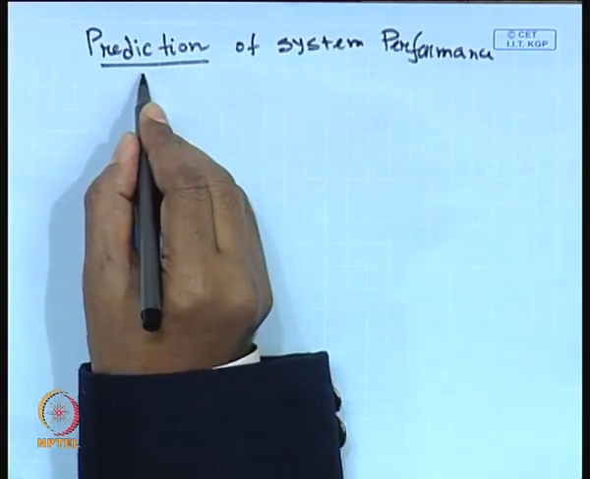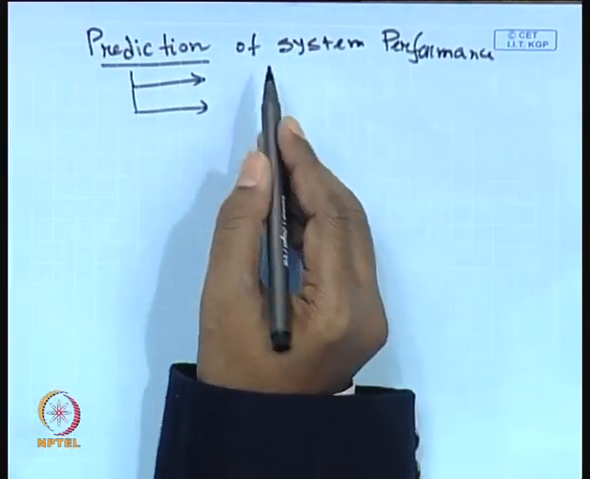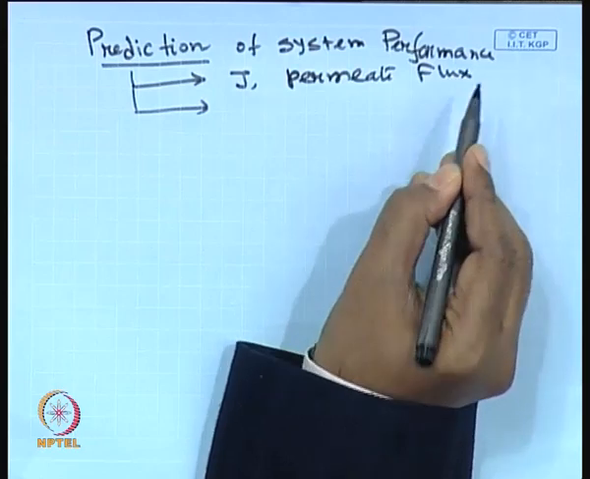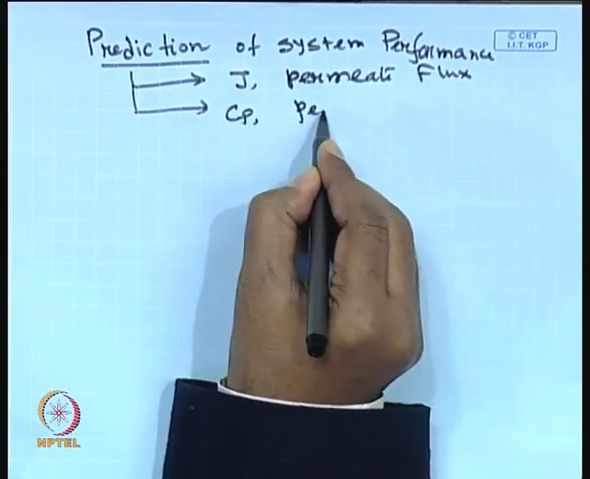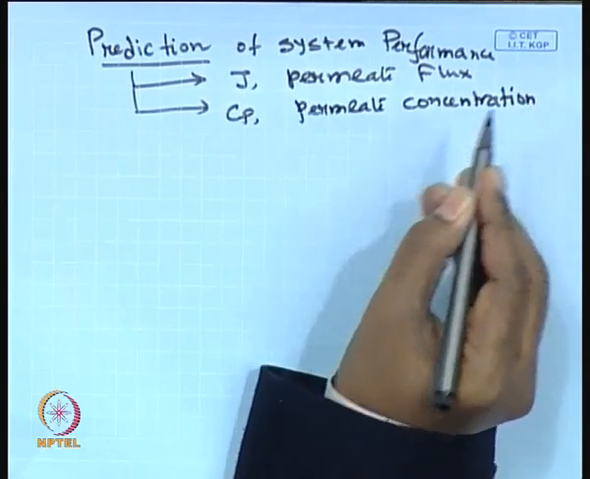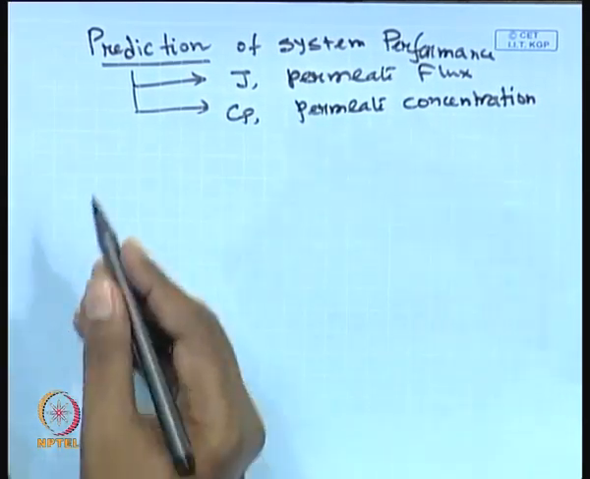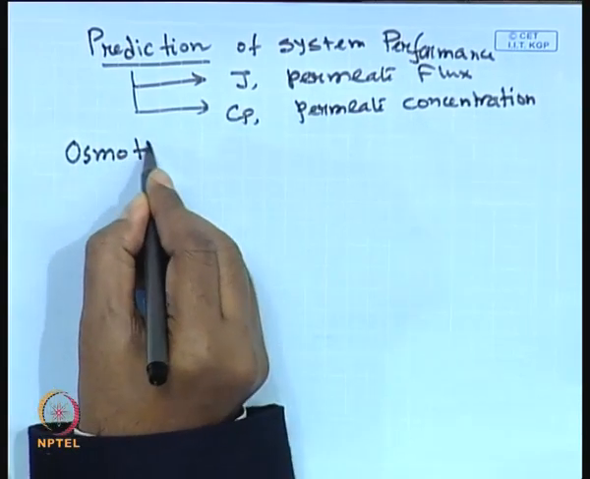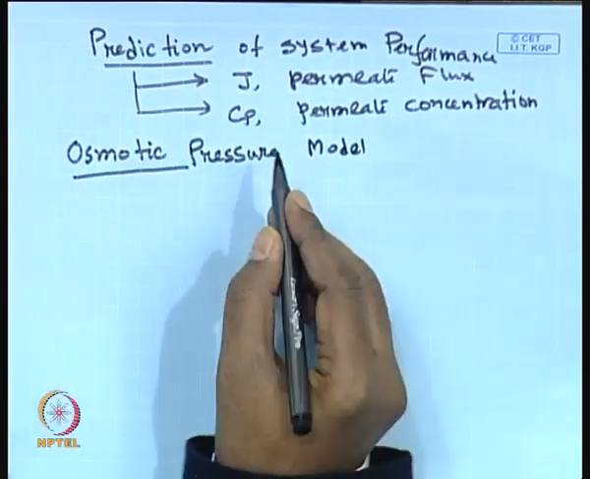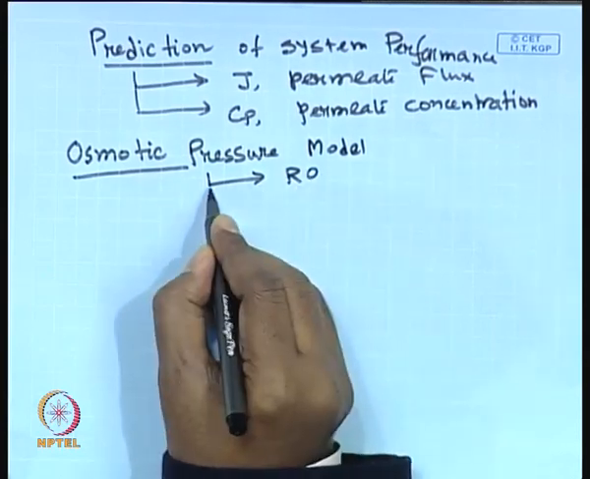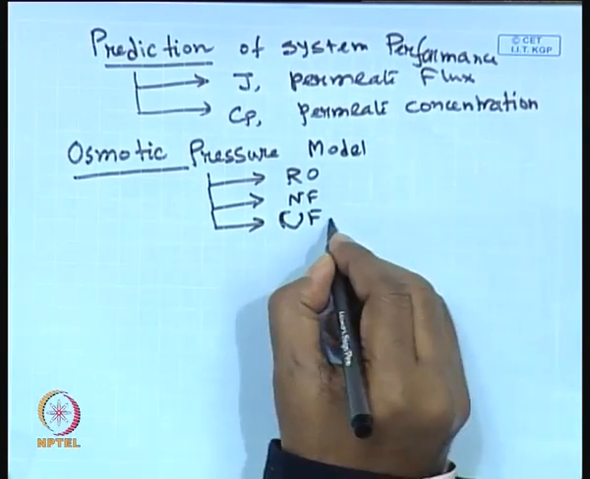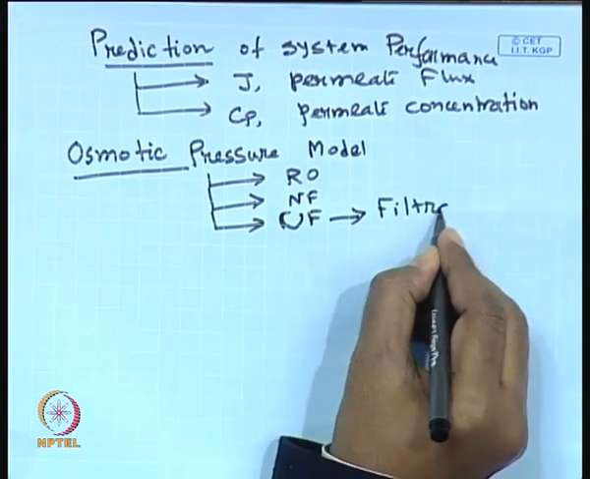Now, for prediction of system performance, there are basically two aspects. One is the productivity of the process, that means the permeate flux. Another is the permeate concentration, Cp. Okay. Now, let us first take the osmotic pressure model. The osmotic pressure model is quite important in the case of reverse osmosis, nanofiltration, and even to some extent ultrafiltration, when you are talking about filtration of polymers and proteins.